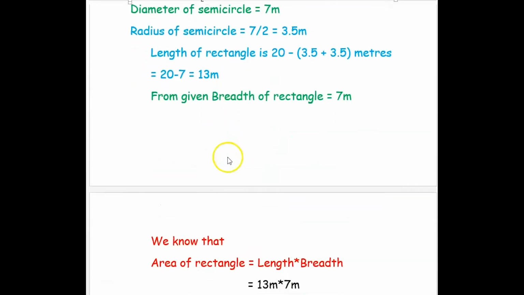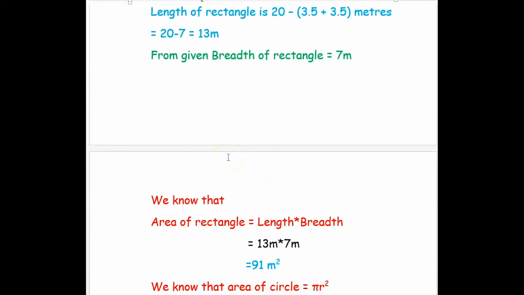So now we know the length and breadth. We know that area of the rectangle is length into breadth, and we have found the length to be 13 meter from the given, and the breadth is 7 meter from the figure. So 13 meter into 7 meter is 91 meter square.